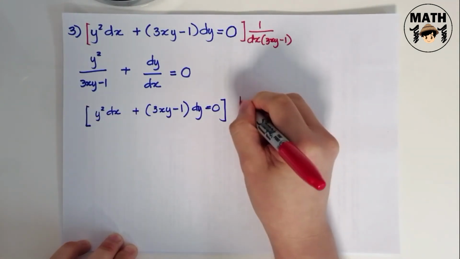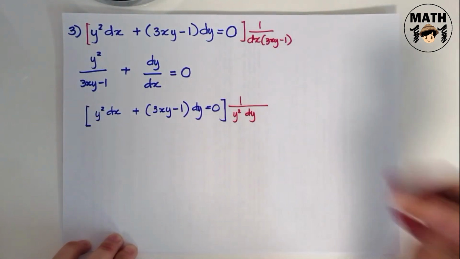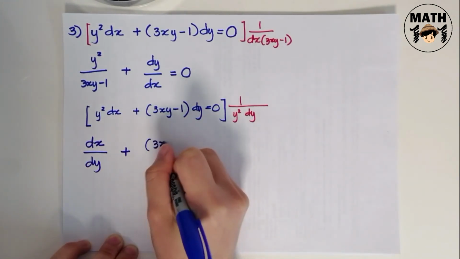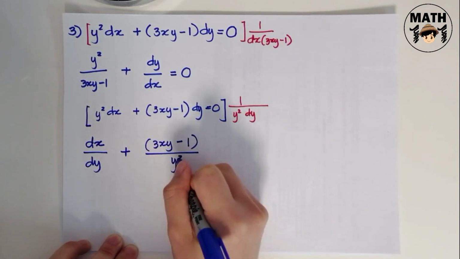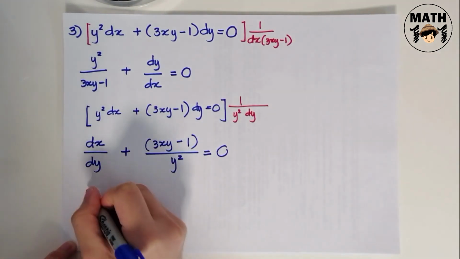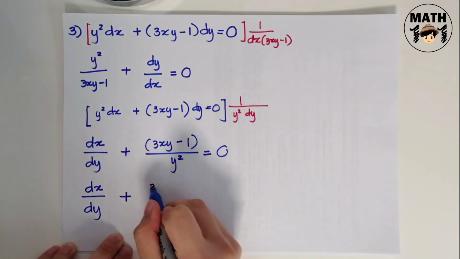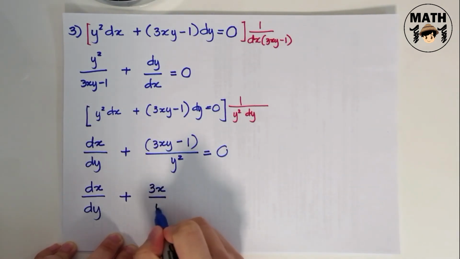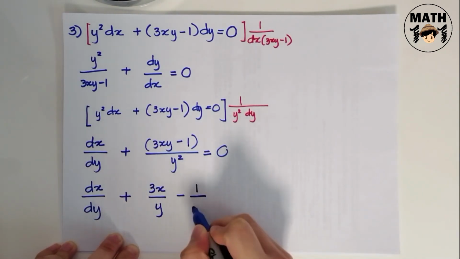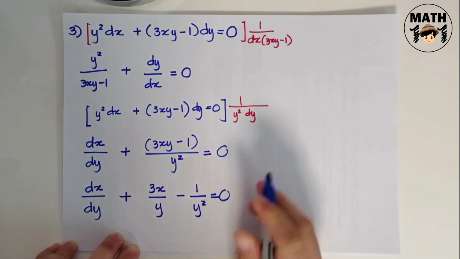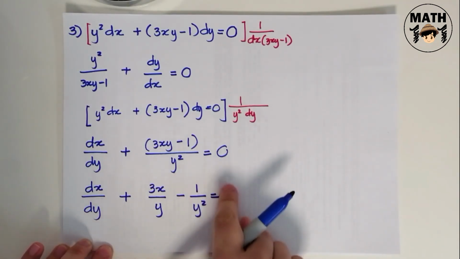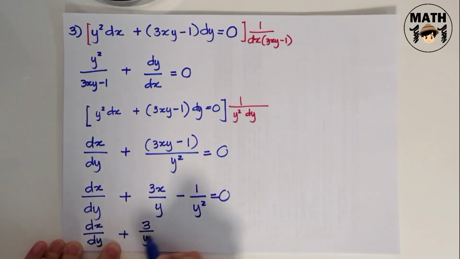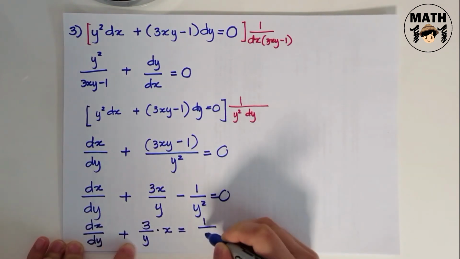Divide natin siya by dy and y squared. We'll have derivative of x with respect to y plus 3xy minus 1 divided by y squared equals 0. Simplify natin to. 3xy over y squared, we can cancel y, divided by y minus 1 over y squared equals 0. Lipat natin to sa kabila. Derivative of x with respect to y plus 3 over y times x equals 1 over y squared.